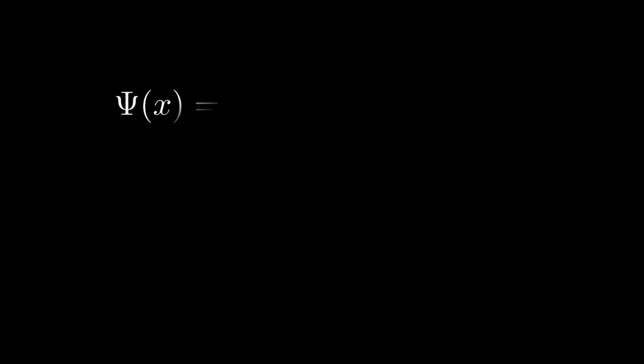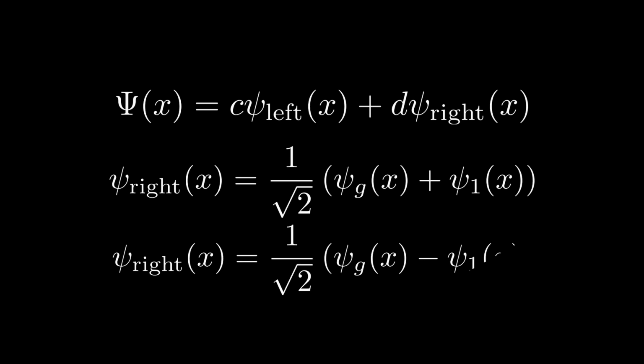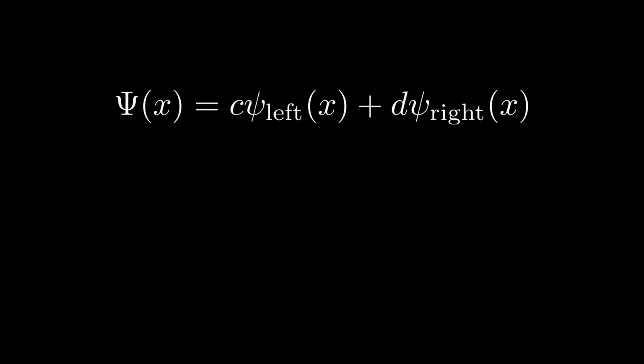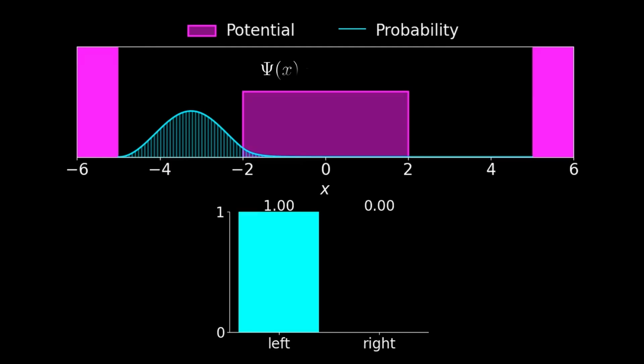The left-right basis is slightly more complicated, but it's not too bad. This is what our state vector looked like. And remember, this is the definition of the left and right basis functions in terms of the energy basis. So let's add the time dependence into these basis functions, and here's what we get. Okay, with all that in hand, let's look at an example state vector expressed in the left-right basis.